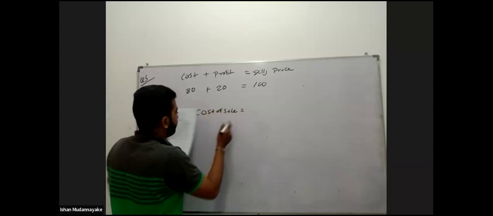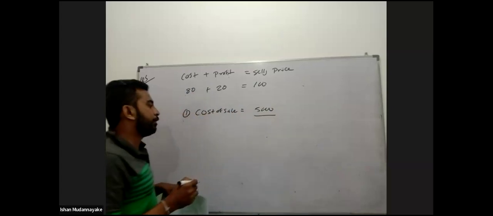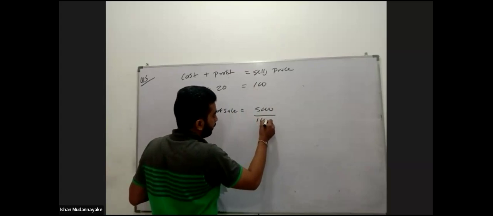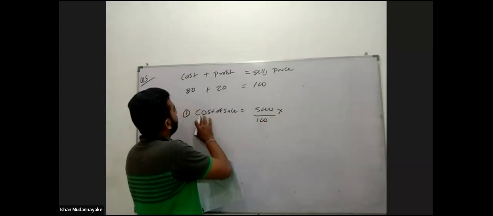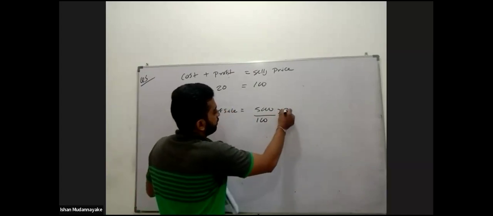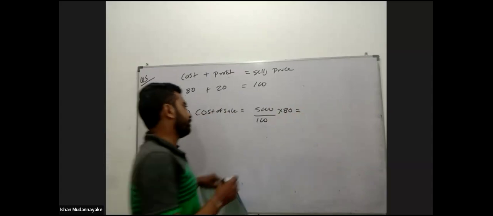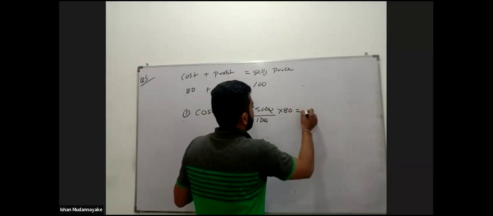Here they have given sales of the business as 5,000. To this sales of 5,000, the equal amount is 100, so divide by 100 and multiply by 80 to calculate cost of sales. Then you can calculate the cost of sales of the business organization. How much? 4,000.